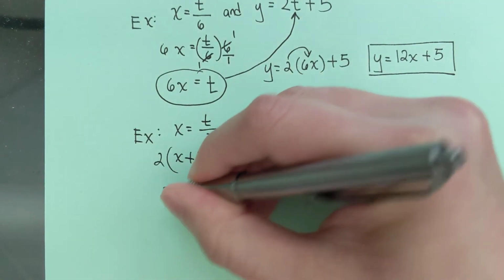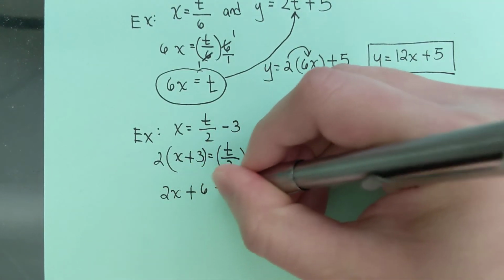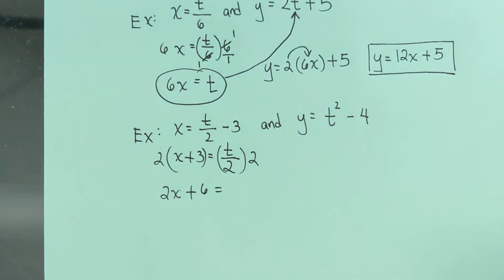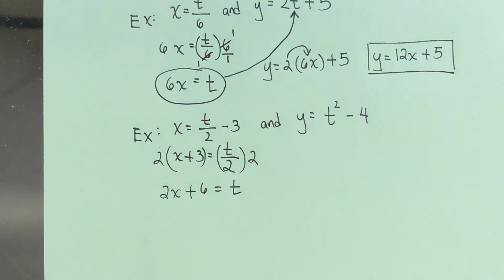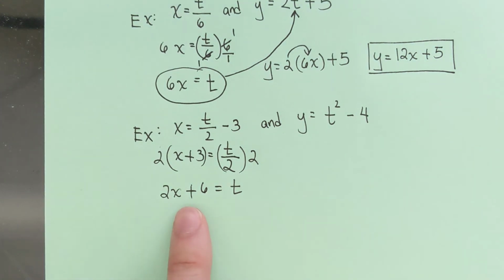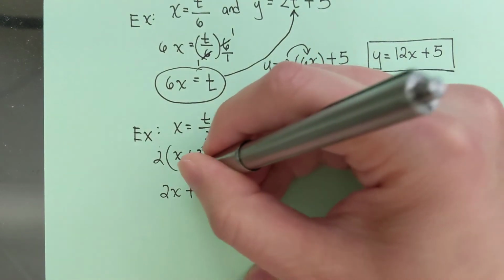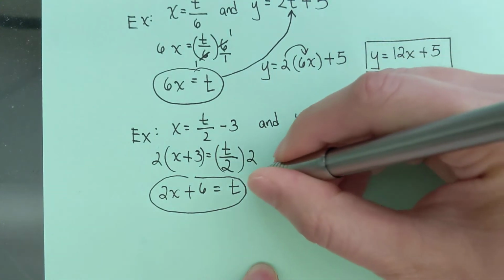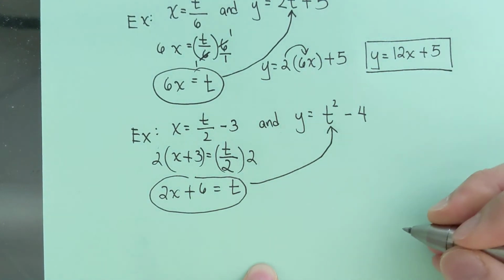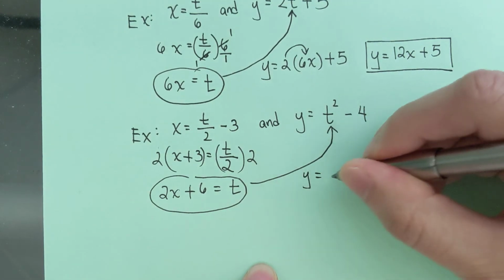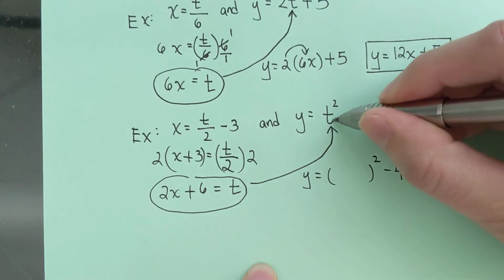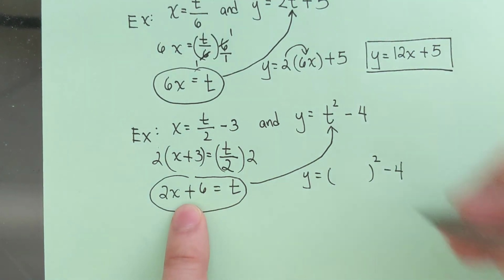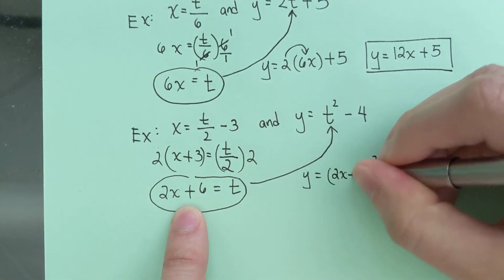And that's going to give me 2x plus 6 on the left side, because you have to distribute the 2. And this 2 and 2 will cancel out. And you're left with t. So here is t. Wherever I see t, I can replace it with 2x plus 6. And that's exactly what I'm about to do here. Y equals something squared minus 4. And that t, which is right here, will be replaced by 2x plus 6.